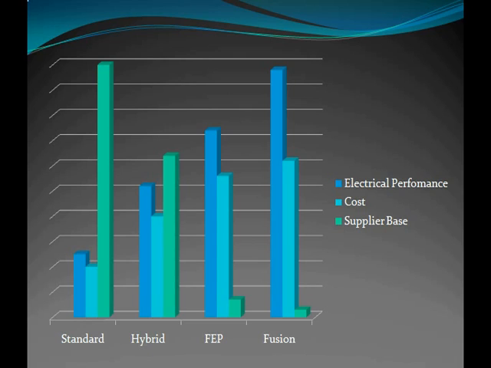Next, you can see the lowest cost form of lamination is standard lamination, and the bars move steadily upward to FEP and fusion bonding, which are both higher due to material cost and labor.